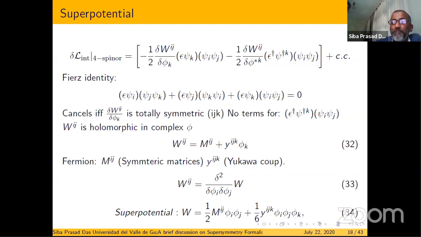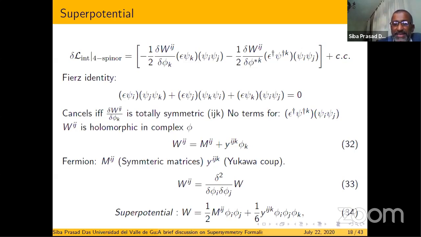There is also no term for epsilon psi_i psi_j, and that tells me about W_ij, which I started with as a function of phi and phi star, a complex scalar field. Now this condition gives me that W_ij is holomorphic in the complex phi. That means it only contains a complex analytic form. So W_ij can only depend on phi, and one can get an idea of what the form of W_ij could be.